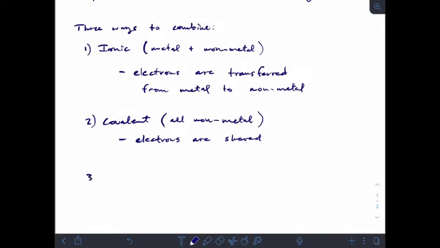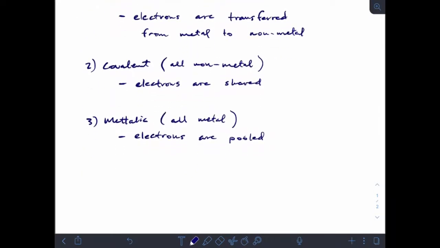And our third type is metallic bonding, which is all metal. What's characteristic of this type of bonding is that rather than sharing or transferring, electrons are pooled. Electrons move freely from one atom to another as the need arises. Whoever needs something, the electrons can move around. And this is also why metals are electrically conductive.